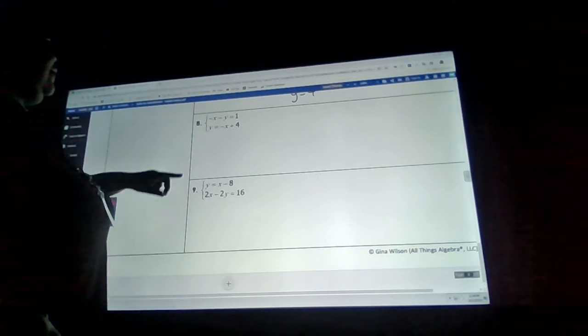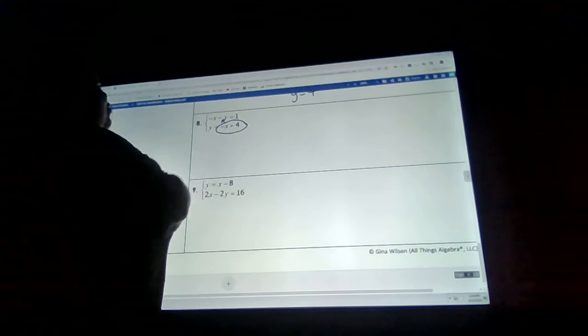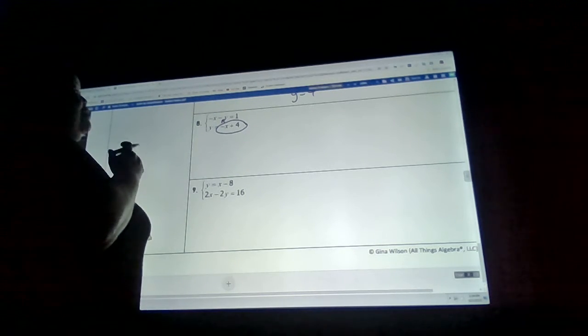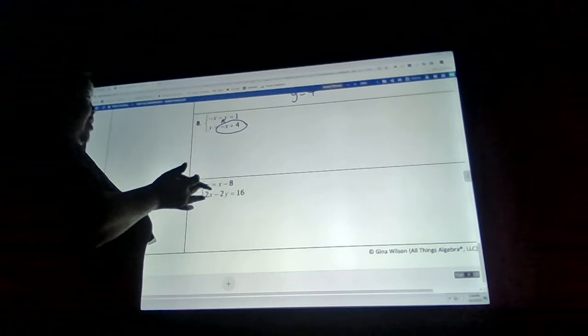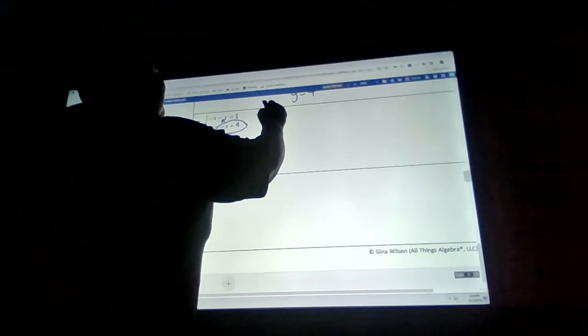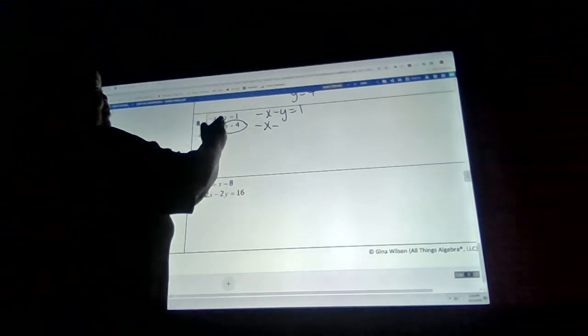All right, so I already have the second one solved for y. So I'm going to take this and put it in this equation where I have that y. So it's a minus x minus 1 minus y equals 1. So minus x minus y equals 1. So minus x minus y is a negative x plus 4. See what I did there? And that's equal to 1.